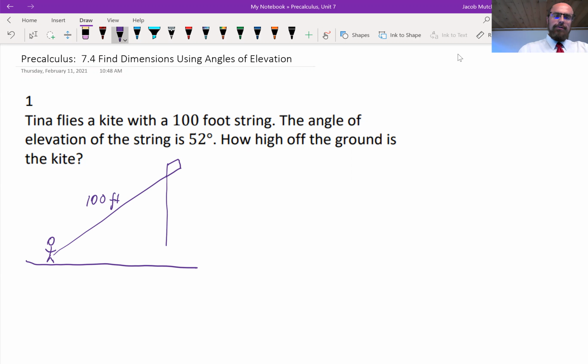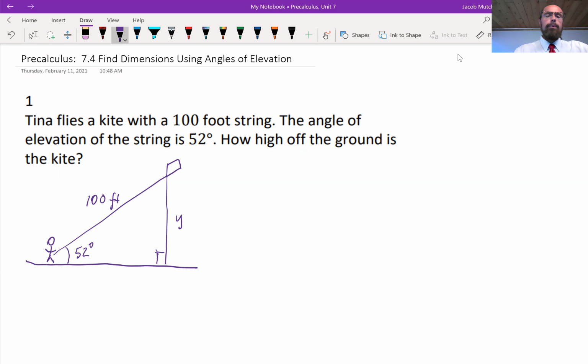And if I consider this as a right triangle, I also know this angle here between the kite string and the ground is 52 degrees. And our task is to find how high off the ground is the kite. So I'm going to label that with the dimension y. So again, this side of the right triangle, this y, it's not really an object. It's really just a height.